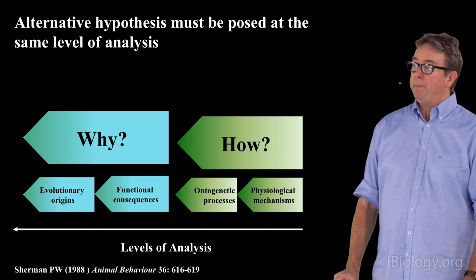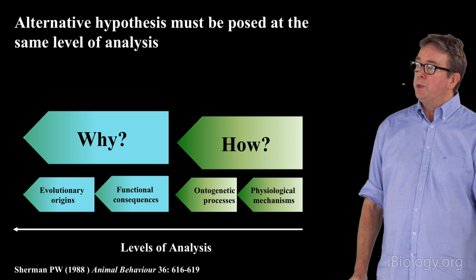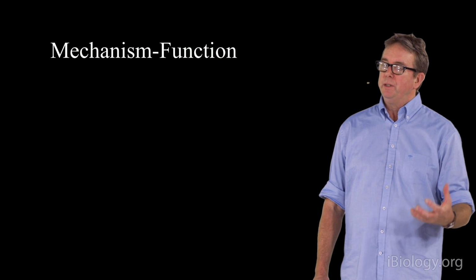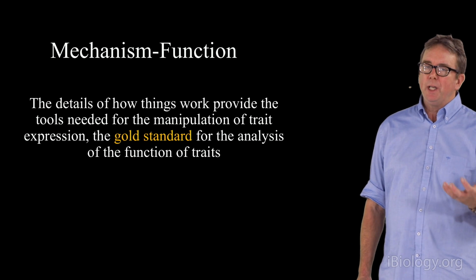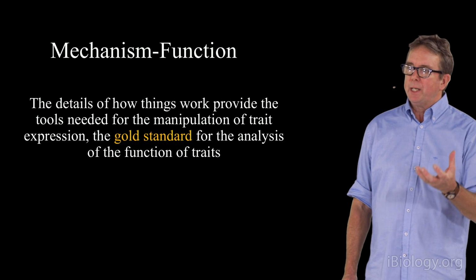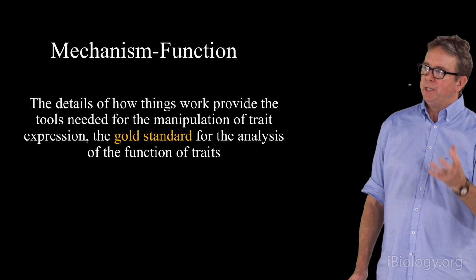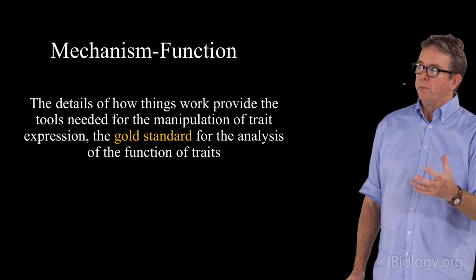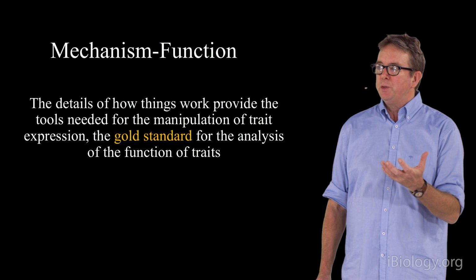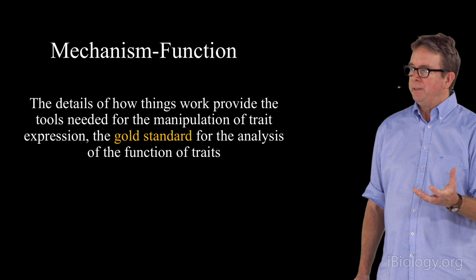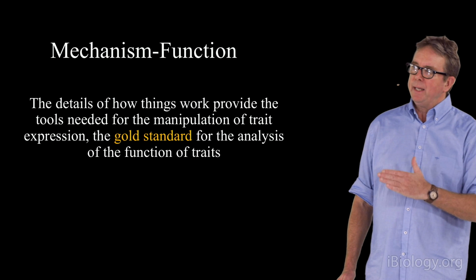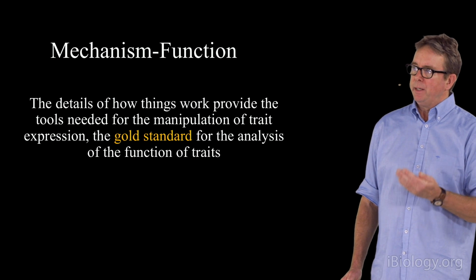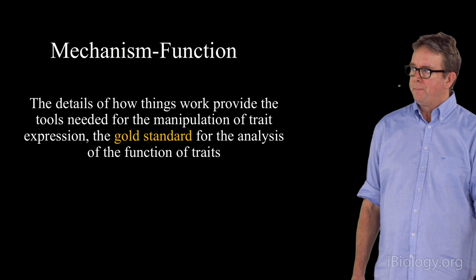it's particularly important to keep the levels of analysis separate, but also to understand that mechanism informs functional analysis. In other words, if you understand how things work, you get the tools that allow you to manipulate the expression of that particular trait and thereby understand its functional consequences, namely what it does for Darwinian fitness. Manipulation is the gold standard for the analysis of function. So this interplay between mechanism and function has been extremely important in this field and is a topic that I will bring up not only in this talk, but in the later two talks as well.